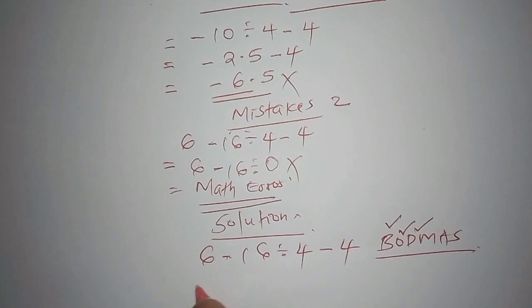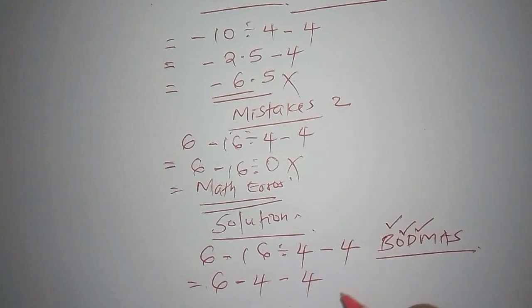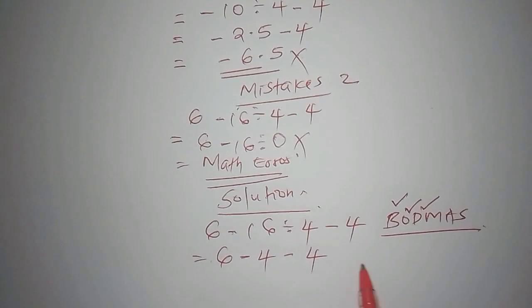So we shall say this is equal to 6, then we subtract from 16 divided by 4, and the answer is 4. Then subtract from 4. Finally, all our operations are subtraction, so this one shall be easy for us. We shall just have 16 subtract from 4.